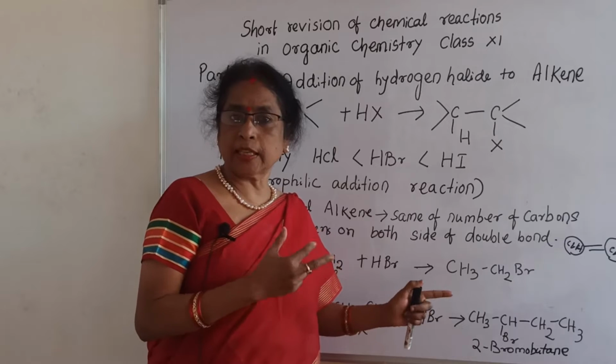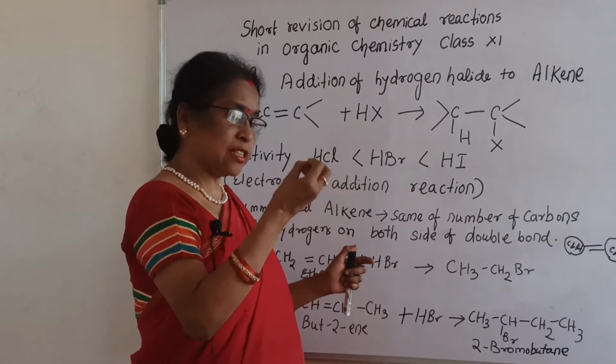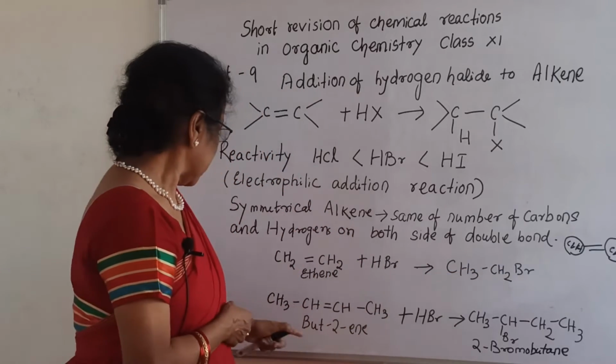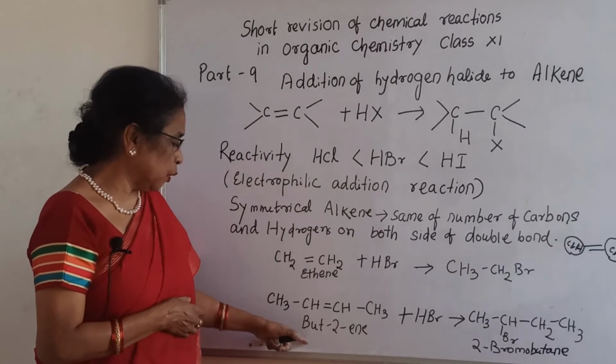Why ethane? Because there are two carbons and the bromine is substituted by hydrogen. That is why it is bromoethane. Now next is but-2-ene.